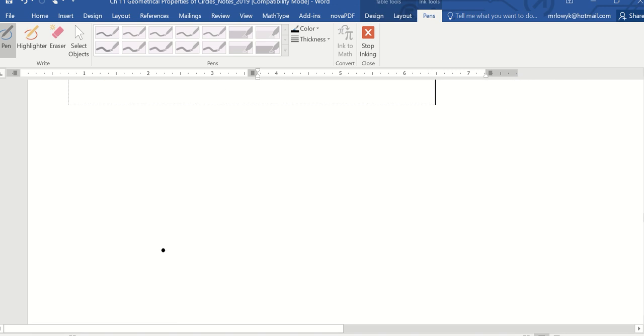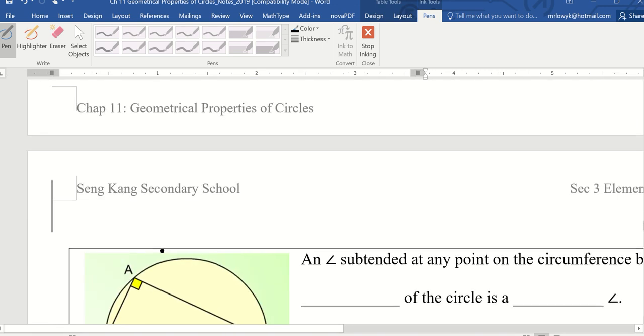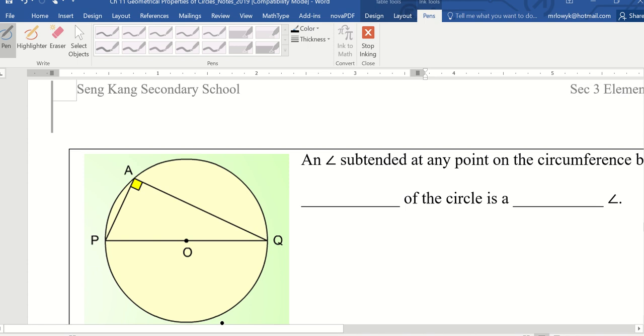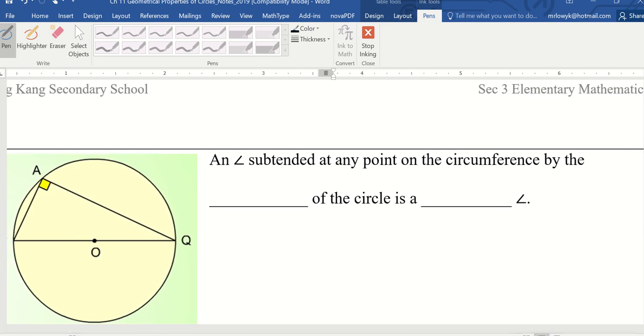Now, let me introduce another property. Later, we'll combine all these properties to find all the angles in the world. Alright, so it's going to be very exciting. But before you do that, you need to be able to understand all the different properties. So let's start with this one. Now, what is this property talking about? Let's look at the time. 18 minutes.